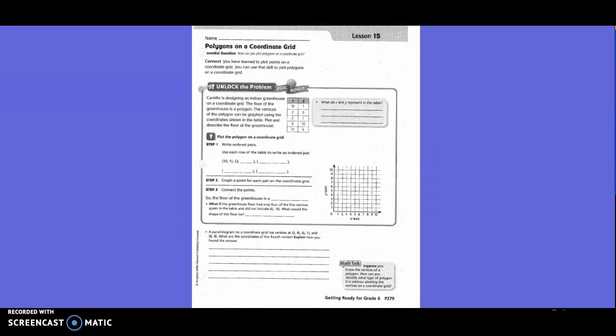Fifth grade, getting ready for sixth grade, lesson 15, polygons on a coordinate grid. Connect: you have learned to plot points on a coordinate grid. You can use that skill to plot polygons on a coordinate grid.